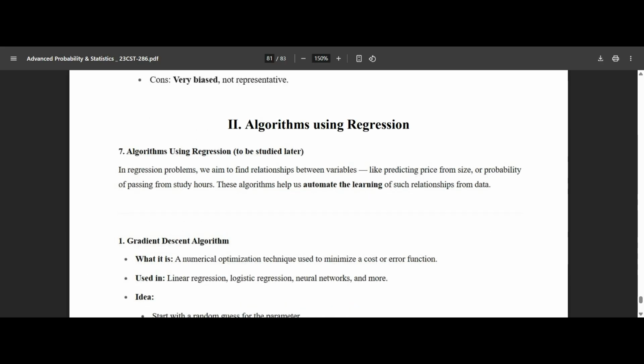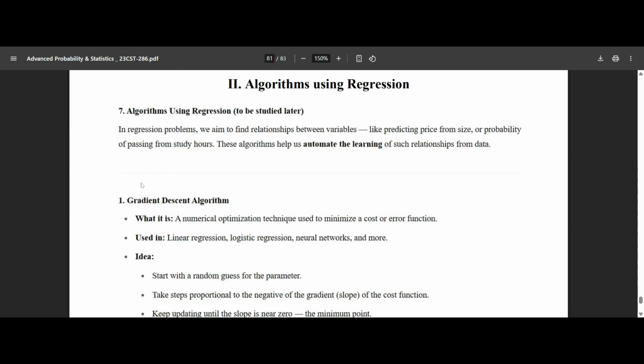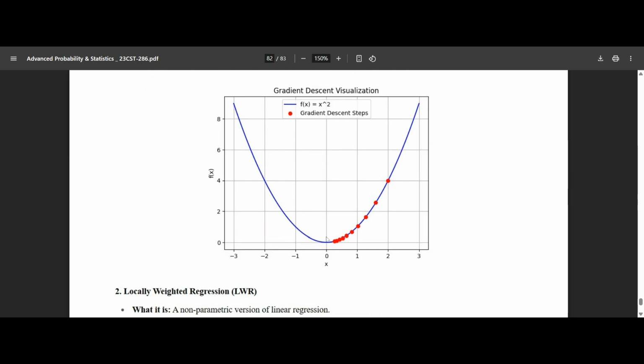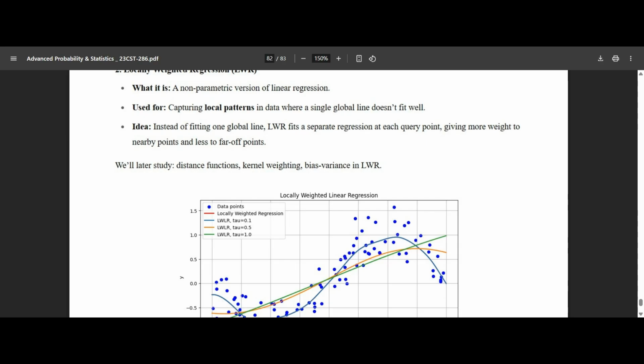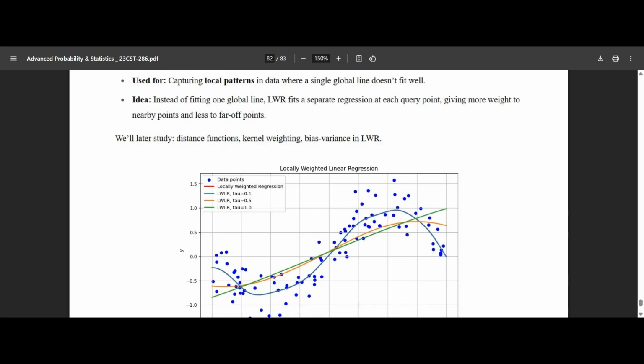And the last topic, algorithms using regression. So gradient descent algorithm, it's a numerical optimization technique used to minimize a cost or error function. ओके, कि जैसे ग्रेडियंट जैसे जैसे इसका बढ़ते जाता है, द एरर सीम्स टू रिड्यूस. ओके. Locally weighted regression, a non-parametric version of linear regression. इसमें instead of fitting one global line, LWR fits a separate regression at each query point, giving more weight to nearby points. So instead of a straight line, we see a group of points. Okay. So the weights of every regression point gives us a better idea about LWR.